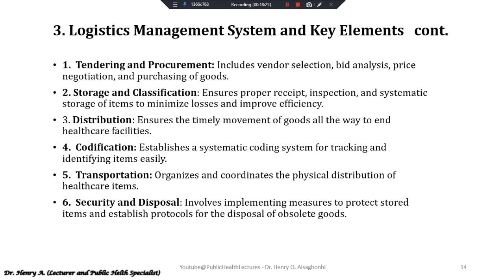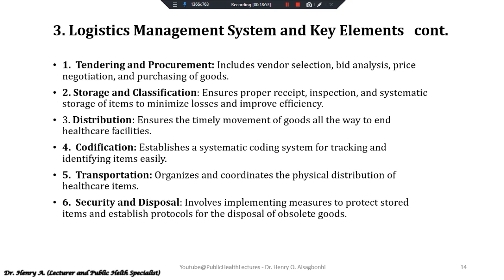Number 5 is transportation. This involves coordinating the movement of goods from central warehouse to regional depots and eventually to the health facilities that need them. Therefore, proper planning here ensures that reliability is put in place and also cost is saved.